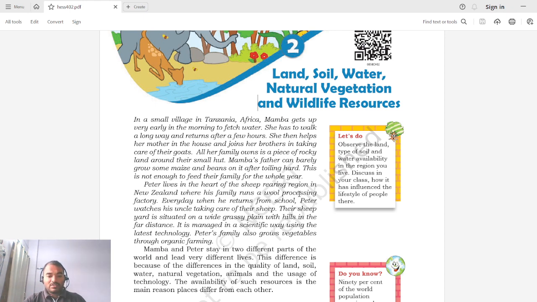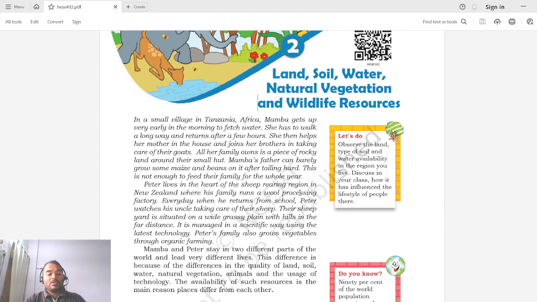It is managed in a scientific way using the latest technology. Peter's family also grows vegetables through organic farming. So Peter's family is rearing sheep, and they also use some scientific techniques so that they can take care of their sheep in a very good fashion. Also, apart from sheep rearing, their family also grows some vegetables, that too by organic farming. Do you know what organic farming is?